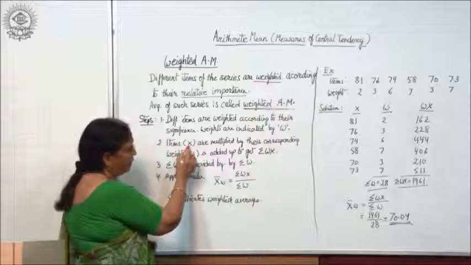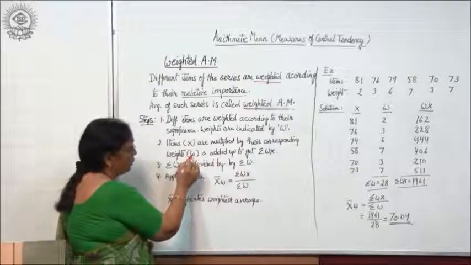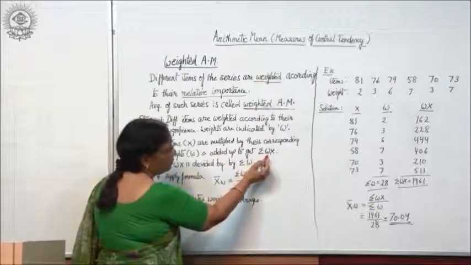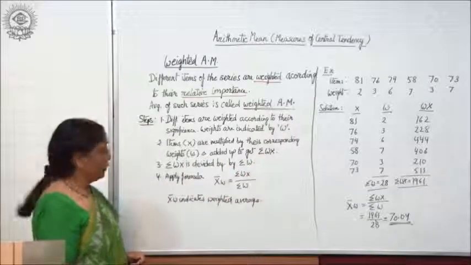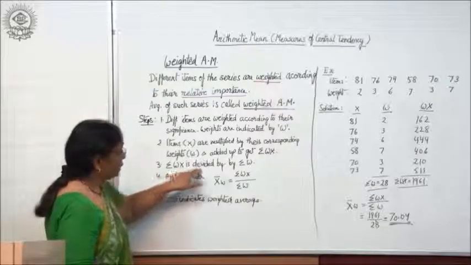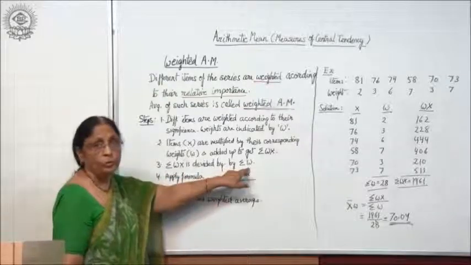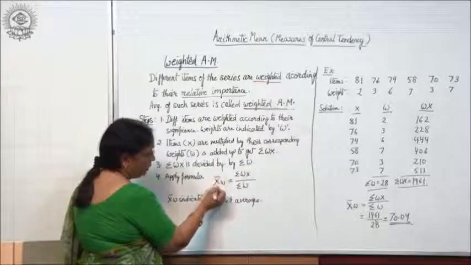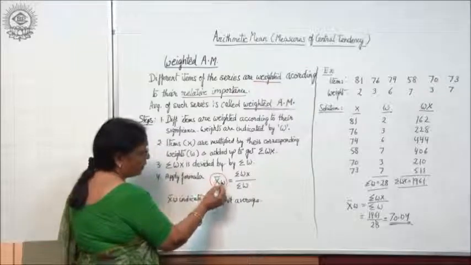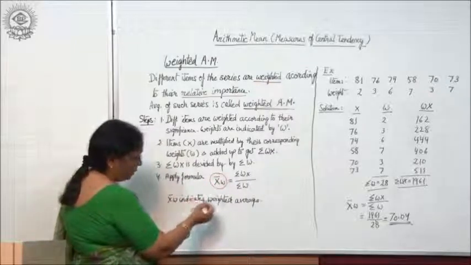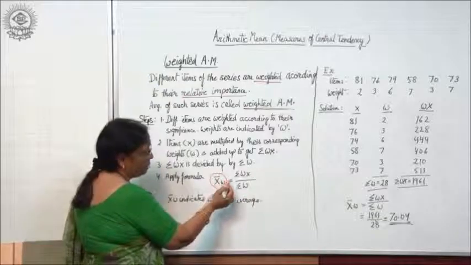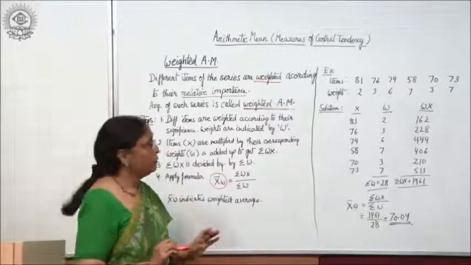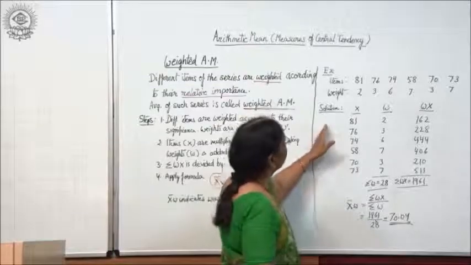X is the series of data given to you. X is multiplied by W, the weight, and added up to get sigma Wx, right? Sigma Wx is divided by sigma W, where W is the weight, and we apply the formula for weighted arithmetic mean. This is X bar subscript W, which indicates the weighted average. Weighted arithmetic mean is equal to sigma Wx upon sigma W, right? This is the formula.